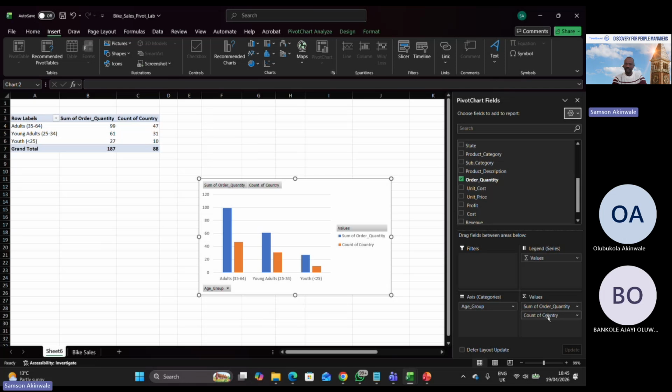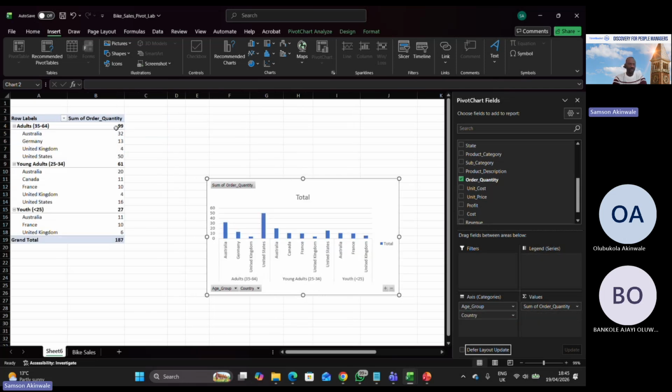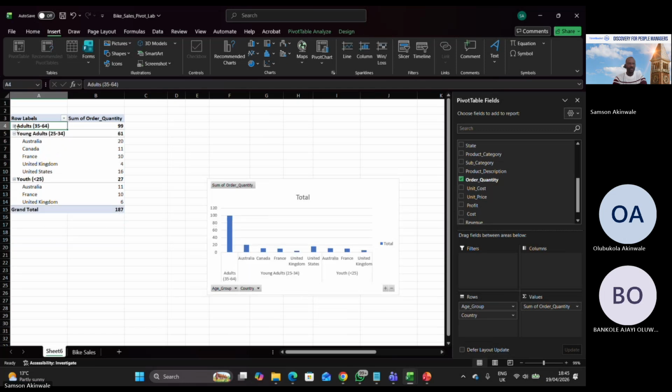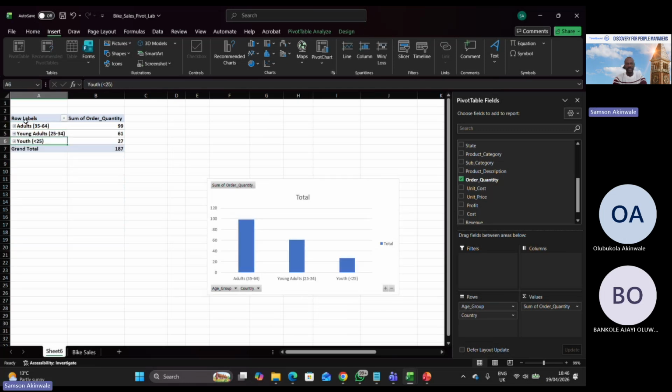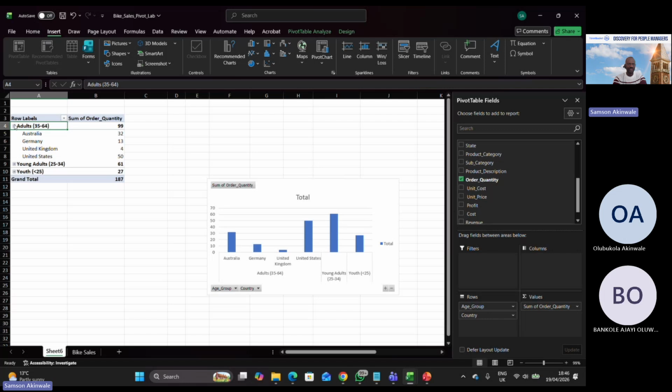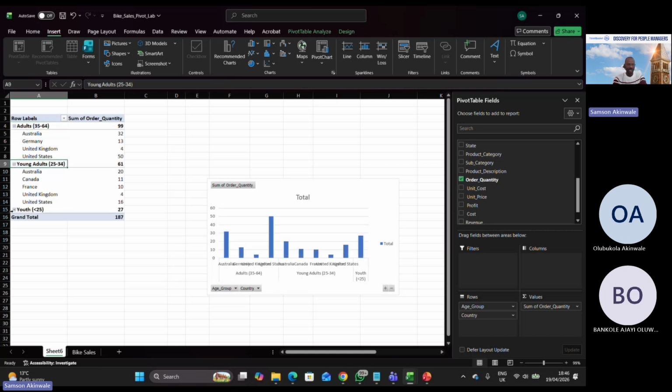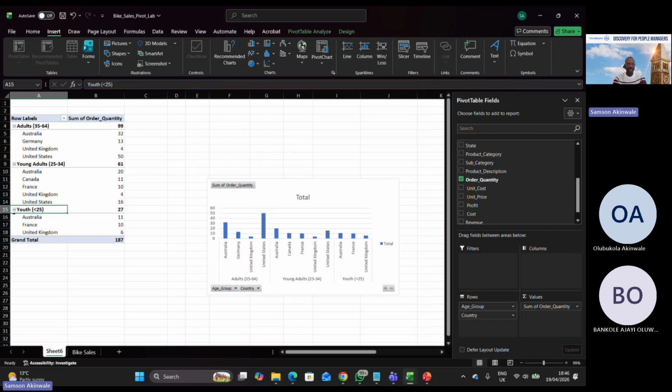Then if I move it back here, the table changes here. So you can collapse this so that it doesn't appear that way any longer, and I can expand it. Okay, the adult from 35 years to 64 years, what countries are involved? Does it contain the adults age range, young adult 25 to 34, what countries are involved? I can just expand it this way, and you can collapse it to just like it was before.